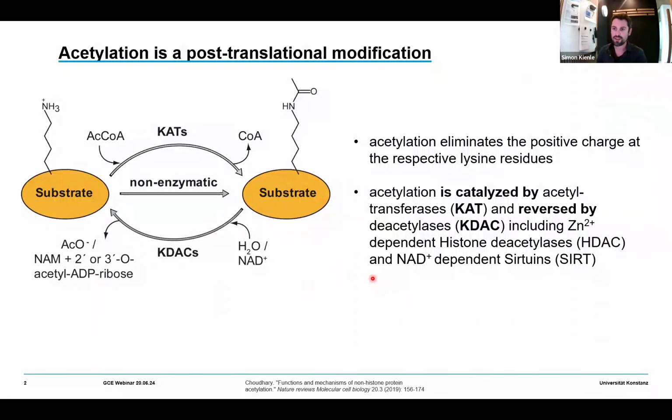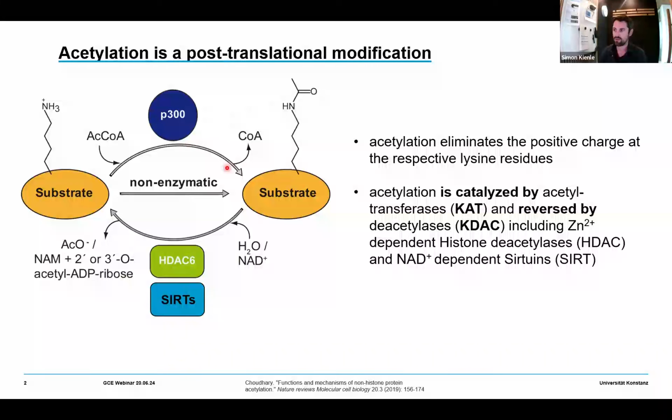So as a short reminder, acetylation is a posttranslational modification, and it is installed at the epsilon amino group of a lysine residue, and this eliminates the positive charge. This posttranslational modification is installed by lysine acetyltransferases, in short KATs, and is reversed by lysine deacetylases, in short KDACs. A prominent example of a KDAC is, for example, HDAC6 or sirtuins, and a prominent example for an acetyltransferase is P300.